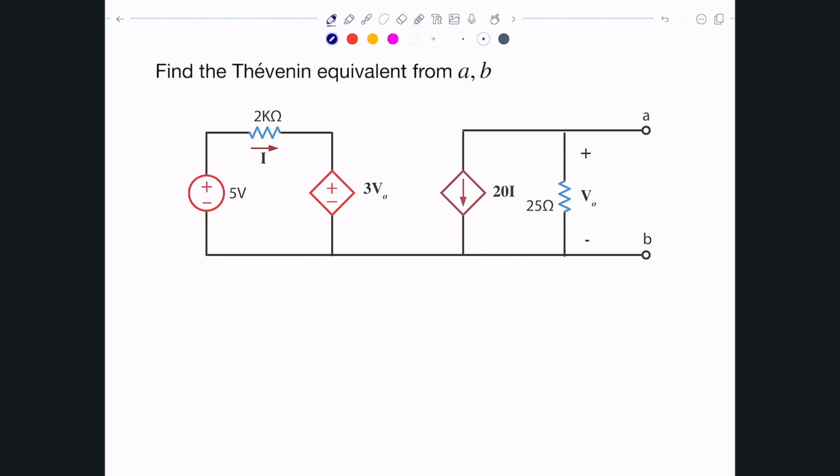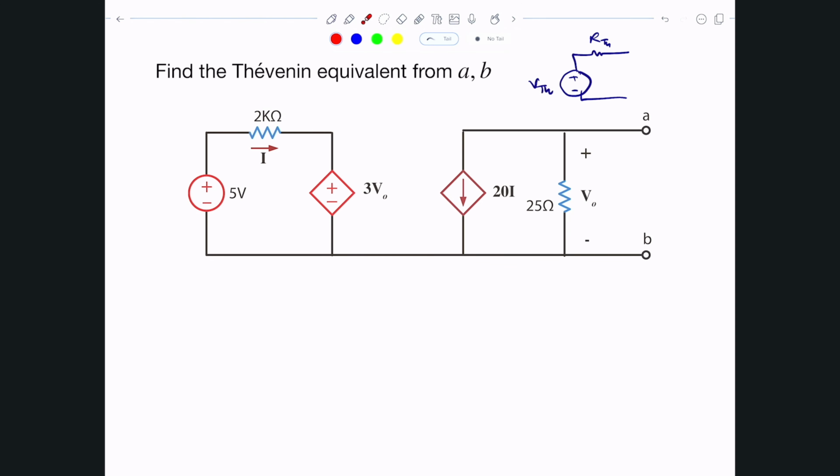We're now given a circuit that has dependent and independent sources, and we're being asked to find the Thevenin equivalent. And again, the Thevenin equivalent is simply a voltage source in series with a resistor, and that resistor is R Thevenin and V Thevenin. Now our task is to find it. All right, so we start by finding V Thevenin.